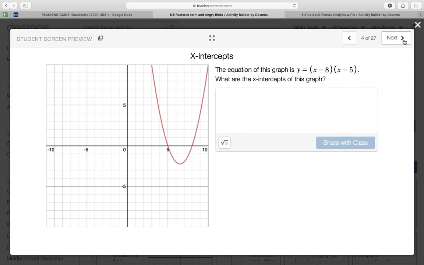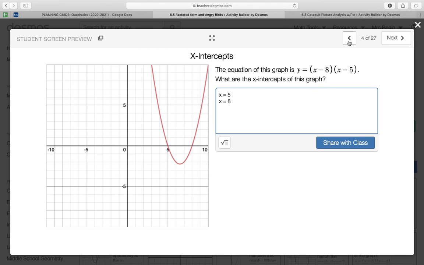Let's take a look at another example. The equation of this graph is y equals x minus 8 times x minus 5. What are the x-intercepts of this graph? Again, we're looking where does the graph cross the x-axis, and here it would be at 5 and at 8. So we can say x equals 5, because where x is 5, it crosses the graph. And we can also say where x equals 8, because again, that is where our quadratic crosses the graph.